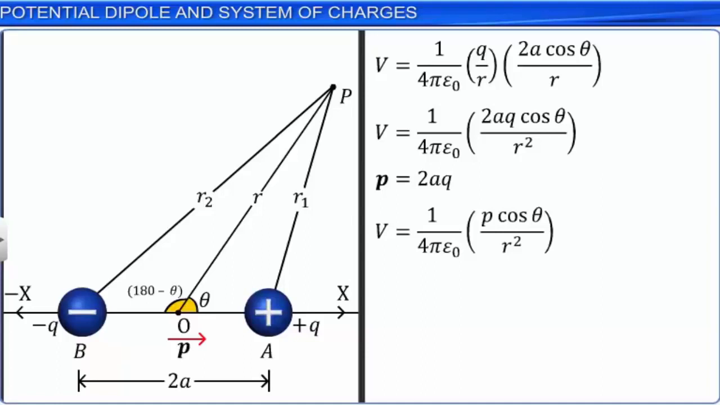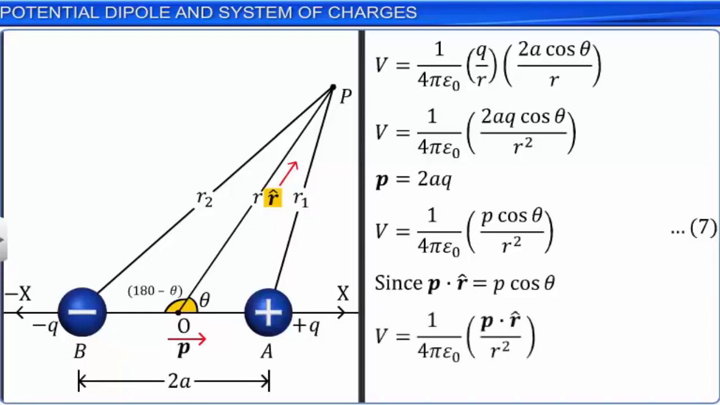If R cap is the unit vector along the direction of OP, and since P dot R cap is equal to P cos theta, then we have net potential V is equal to 1 by 4 pi epsilon naught into P dot r cap by r square. The potential V as obtained by equation 7 is for the distance r, which is very large compared to A.